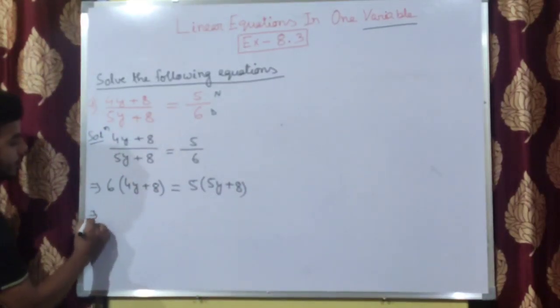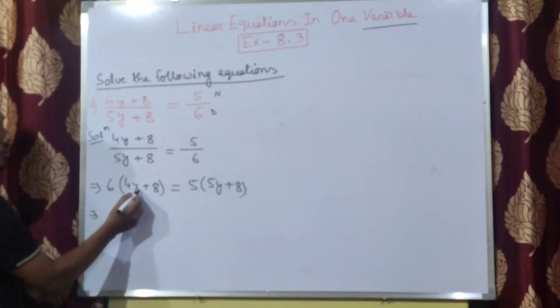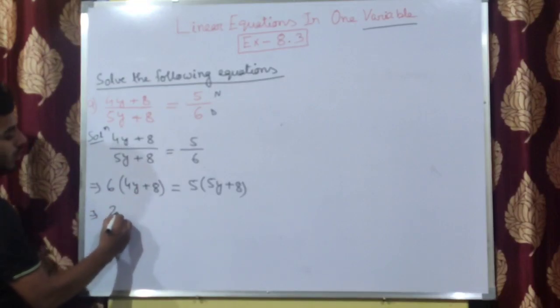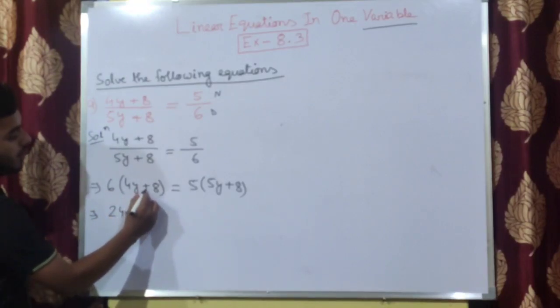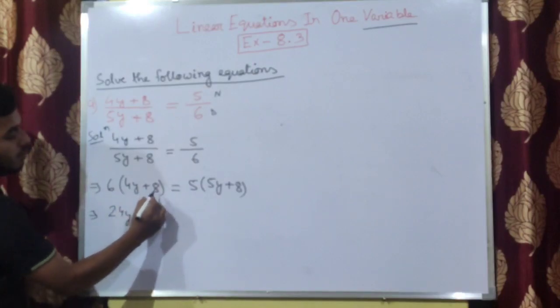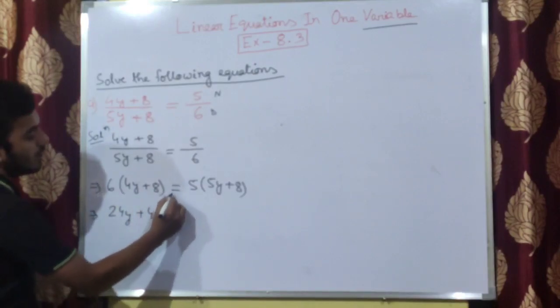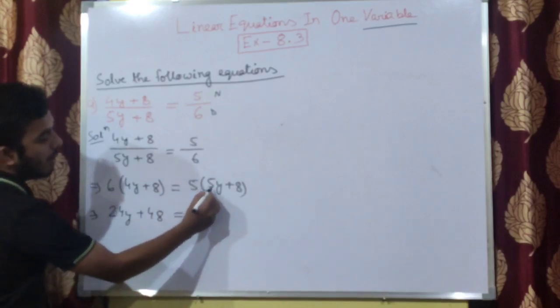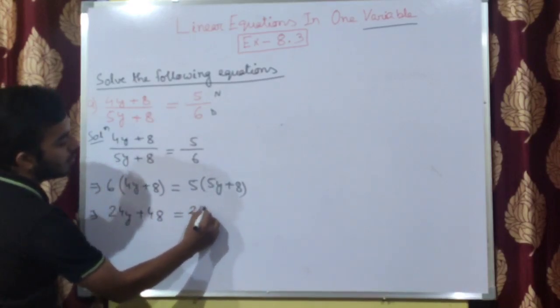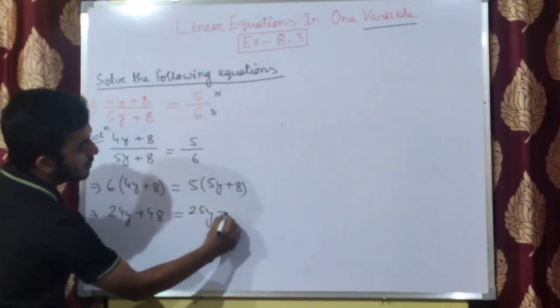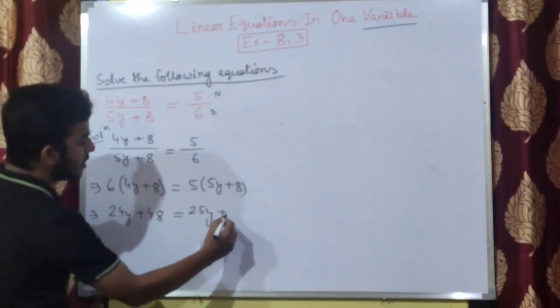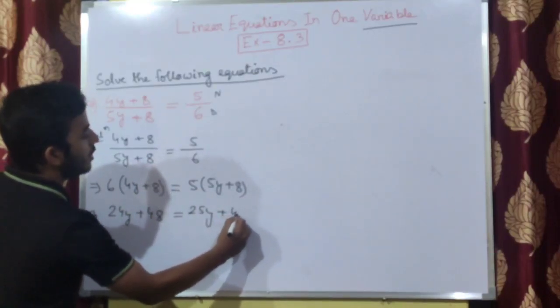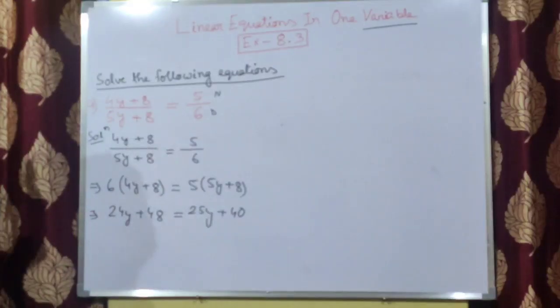Next we will multiply 6 into 4, which is 24y, then the plus sign, plus 6 into 8, which is 48. Then equal to 5 into 5, which is 25y, then plus 5 into 8, which is 40, right?